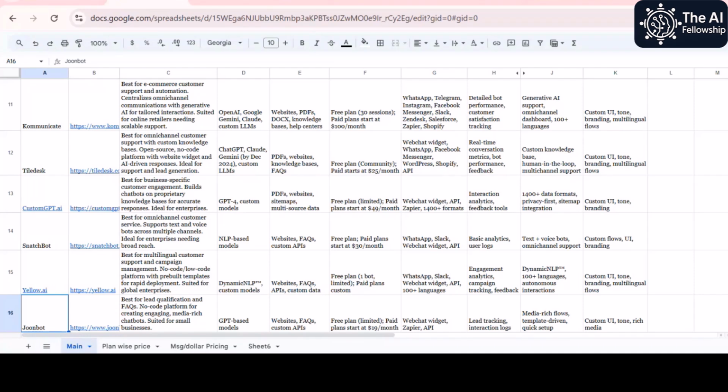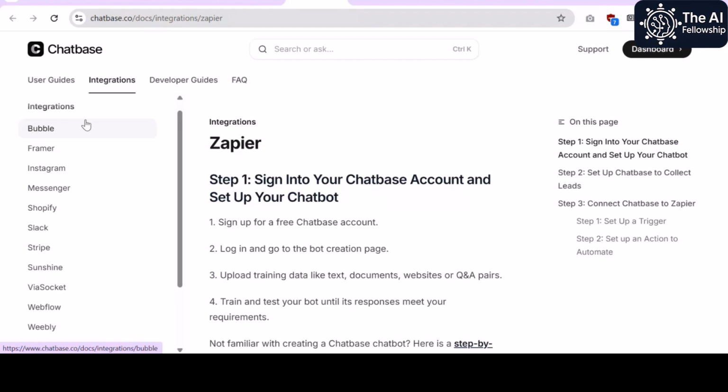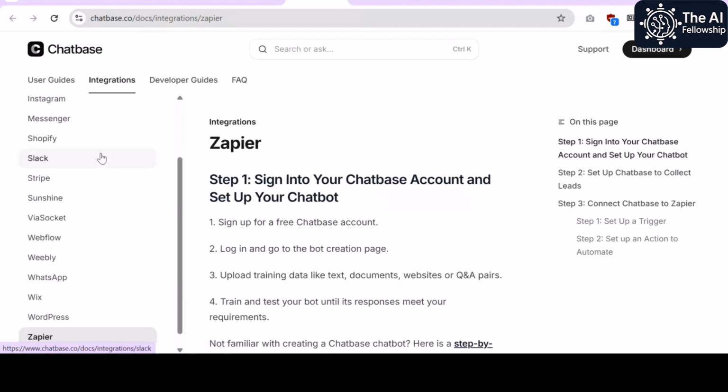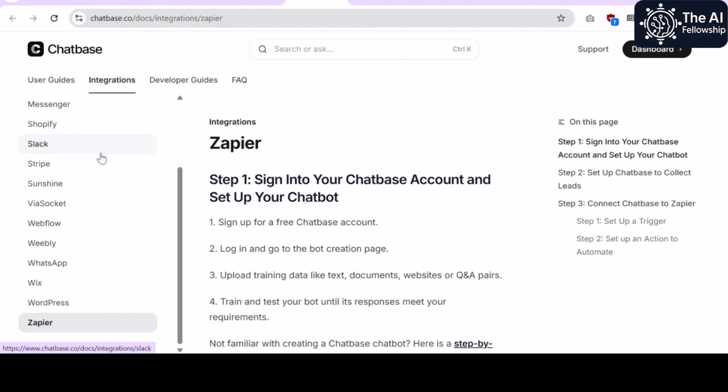A lot of people think that creating a custom chatbot which answers chats through WhatsApp, Instagram, and email involves a lot of effort. I just want to make sure you're informed that there is hardly half an hour of effort involved in that. And by the way, have a look at this. The integrations with Chatbase allow Bubble, Framer, Instagram, Facebook Messenger, Shopify, Slack, Stripe, Sunshine, WireSocket, Webflow.